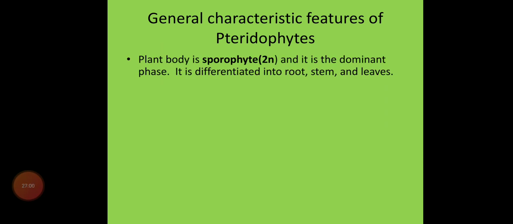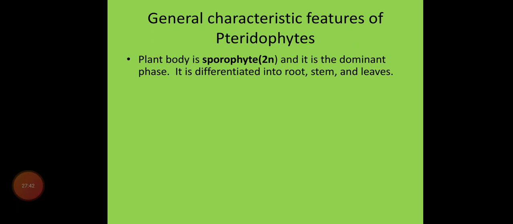I already told you that in bryophytes the plant body is called gametophyte, but in pteridophytes the plant body is called sporophyte because they are diploid in nature. 2n means the number of chromosomes is 2 sets. The plant body is diploid, sporophyte in nature, and the dominant phase is the sporophyte. In bryophytes the gametophytic phase is dominant, but in pteridophytes it is completely opposite. The sporophytic phase is dominant. The plant body of bryophytes is called gametophyte because they produce gametes, the antherozoids, male and female gametes, and egg cells.